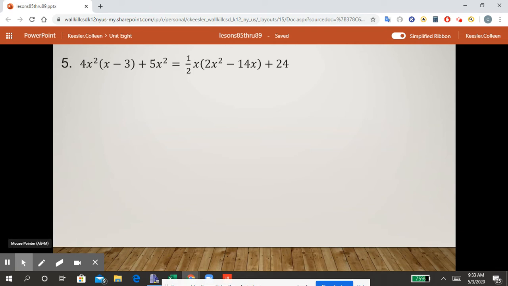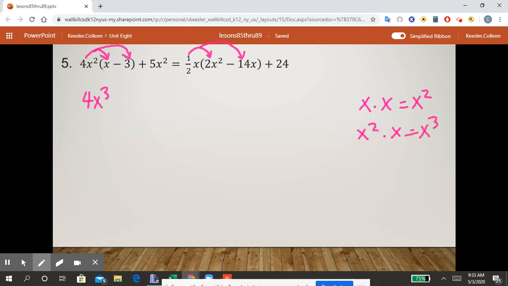So here we have a very long equation with parentheses on both sides. So we want to get rid of those parentheses first by multiplying with the distributive property. So 4x squared times x is going to be 4x cubed. So keep in mind, x times x is x squared. X squared times x is x cubed. And that's using the law of multiplying like bases by adding the exponents. That 2 plus 1 becomes a 3, so it's x cubed.